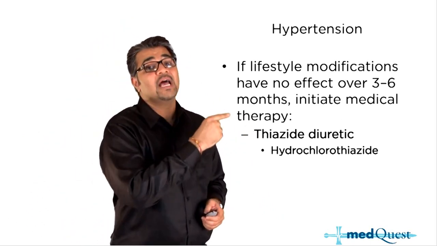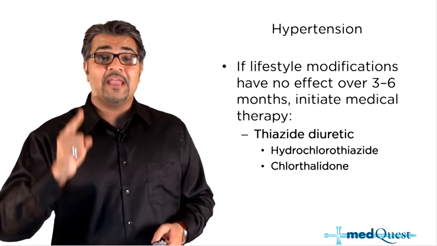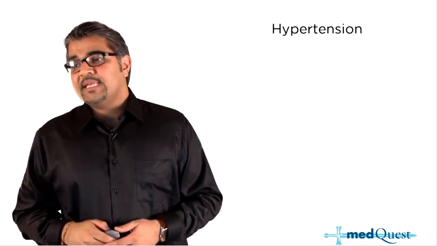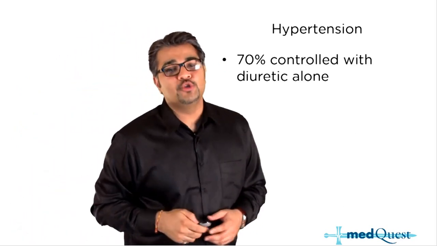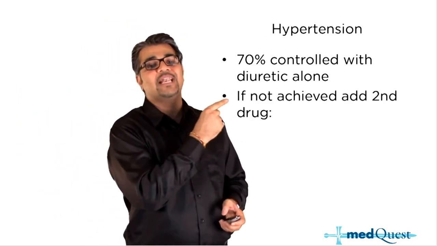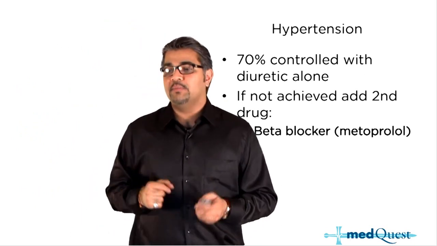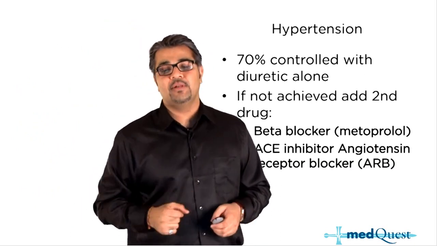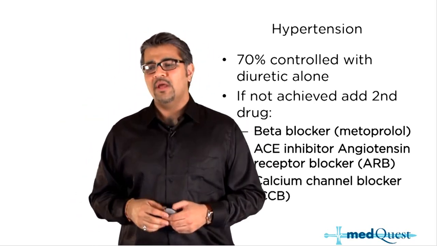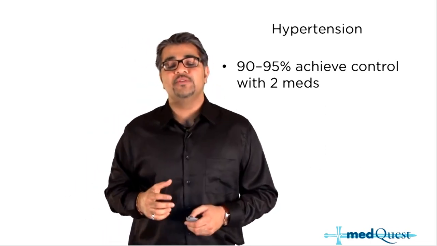The most common is hydrochlorothiazide and chlorthalidone. These are the ones that we use most commonly. If they happen to have concurrent diabetes, you go for an ACE inhibitor and ARB first. Now, 70% of patients can actually be controlled with just a diuretic alone. If that's not achieving the goal blood pressure they need, you add a second agent. If the second agent is there, the drug you're going to pick is, boom, a beta blocker, metoprolol. Then you're going to consider adding an ACE inhibitor or an angiotensin inhibitor, and then you go to a calcium channel blocker. But which one goes first? Well, 90 to 95% of people achieve control with 2 meds.